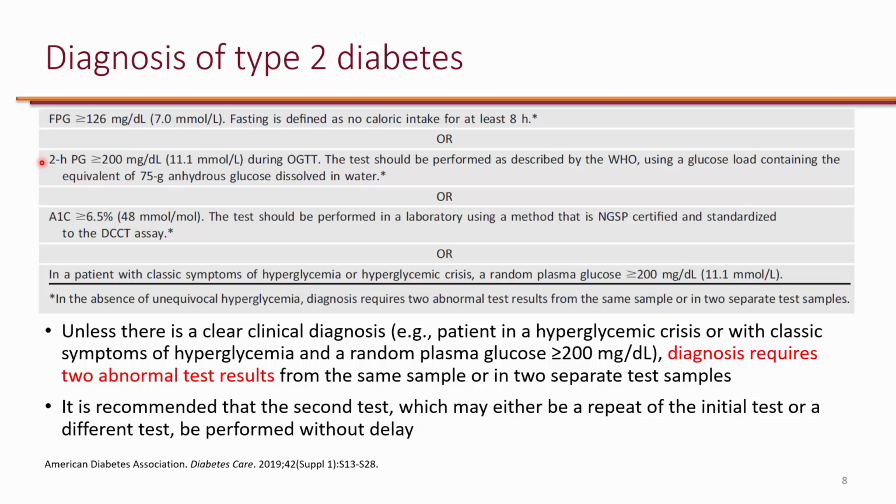And the reason that you need to confirm these tests is because all of these tests have pre-analytic and analytic variability. So it is possible that an abnormal result, when repeated, will produce a value below the diagnostic cut point.